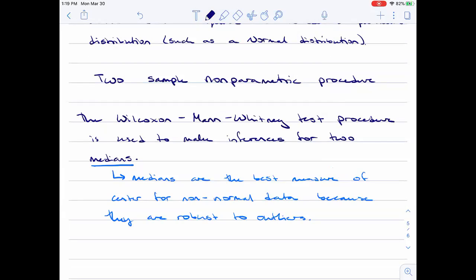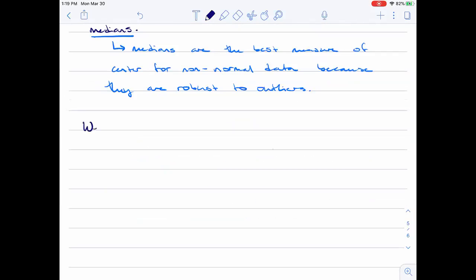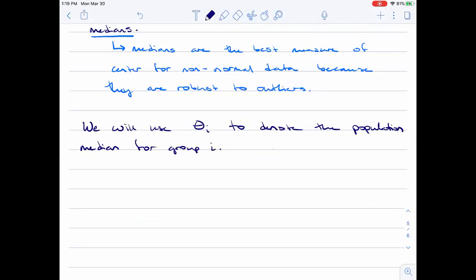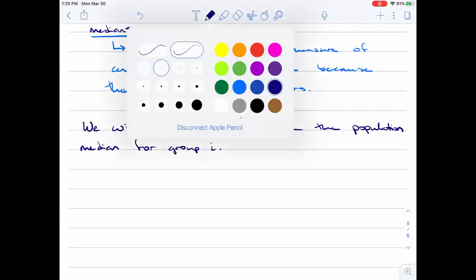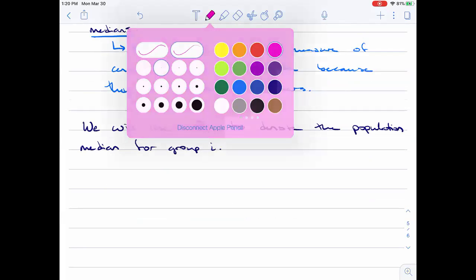For notation, we're going to use theta. We will use theta subscript i to denote the population median of group i. So I'll put a little theta i to denote the population median.